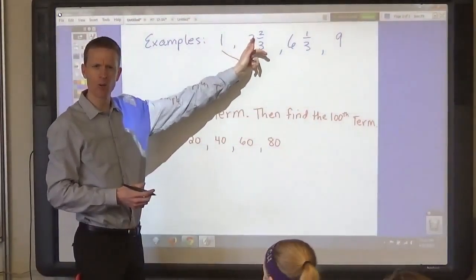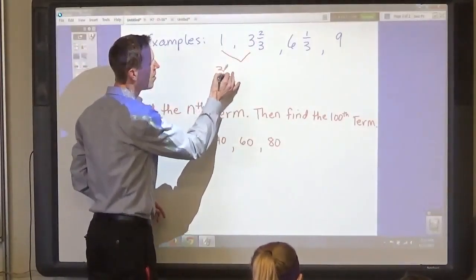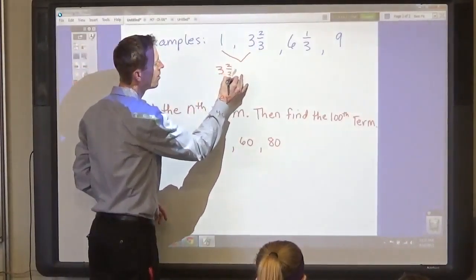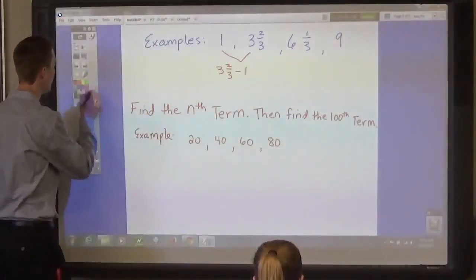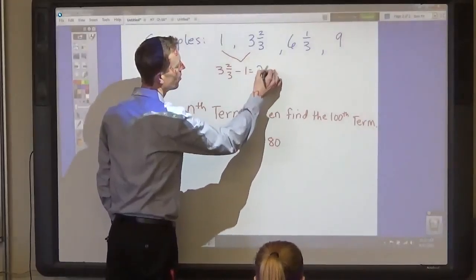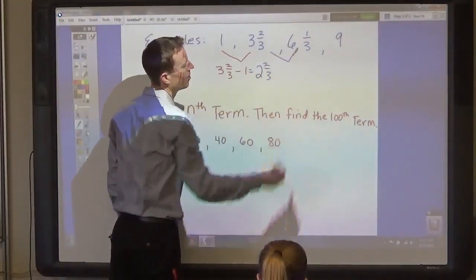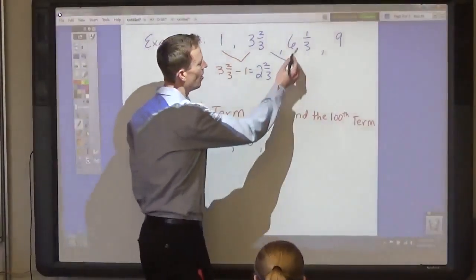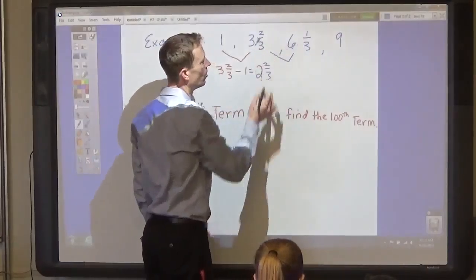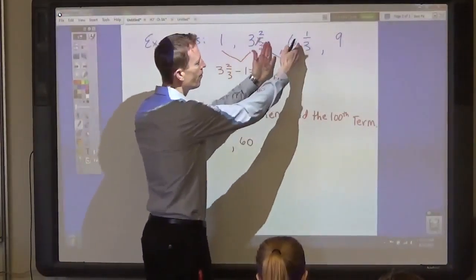Wouldn't it make sense to start with the bigger number? Yeah, let's start with the bigger number. 3 2/3 minus 1. 2 and 2/3. How about these? Minus 1 again. No, now we have to subtract these two. So the difference in this is 2 2/3. What's the difference in this?